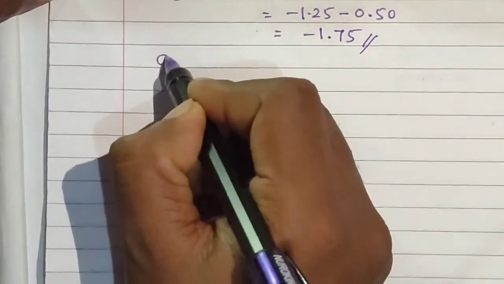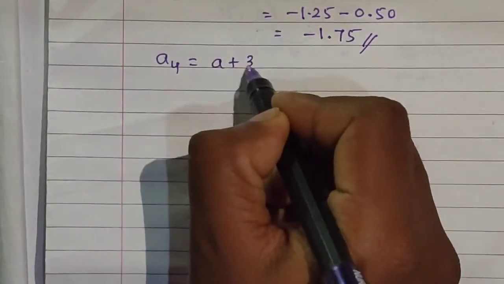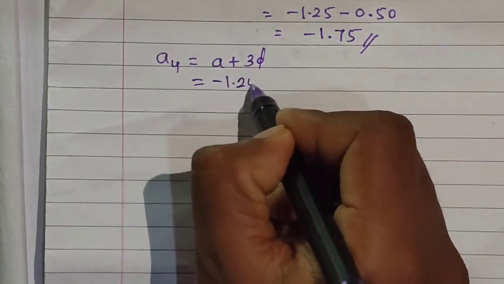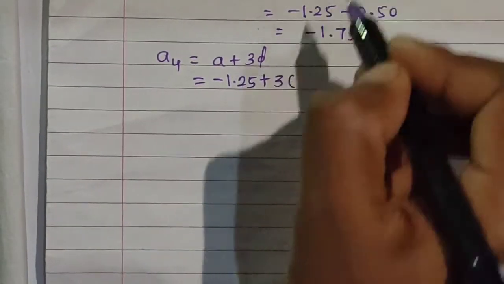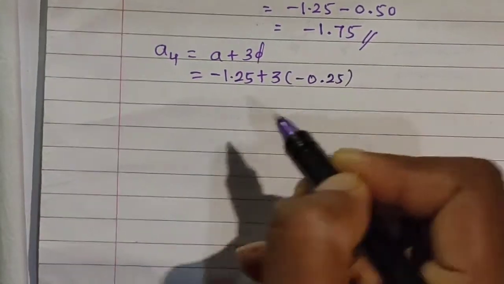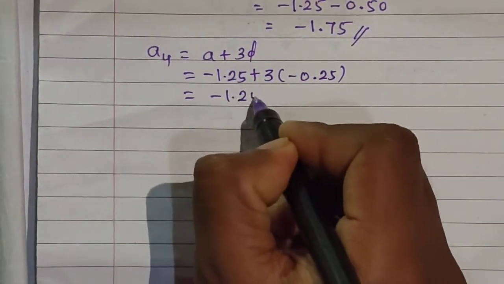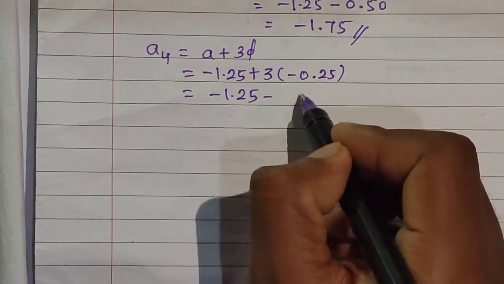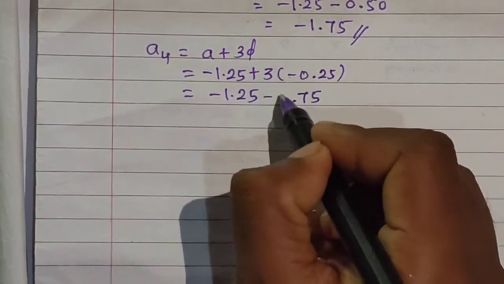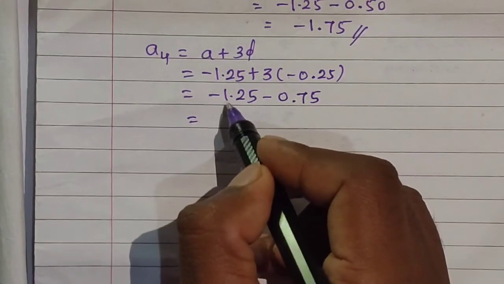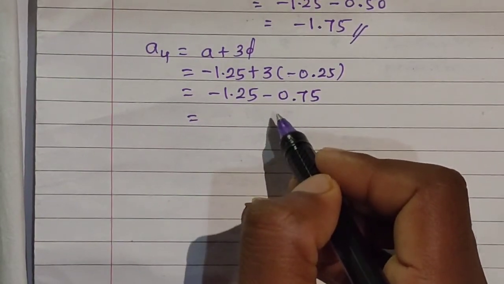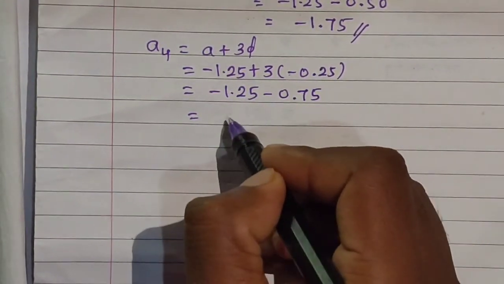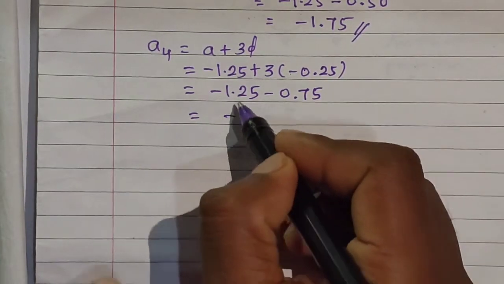To calculate fourth term A4, formula is A plus 3D. I am going to substitute the values of A and D. A value given is minus 1.25 plus 3 times D value given, minus 0.25. Minus 1.25 as it is, plus into minus is minus. We are just multiplying these two numbers. 3 into 25 is 75, point as it is. 3 into 0 is 0. We are observing these two numbers are minus minus. If minus minus is there, you know already, we need to add these two numbers by writing the minus symbol.